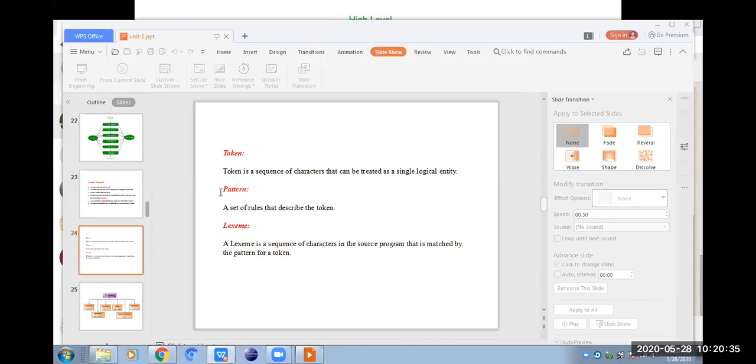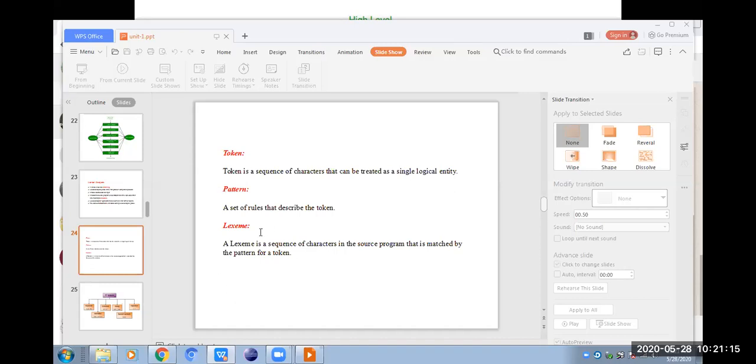Clear. Next, what is a pattern? In lexical analysis, we want to know one more definition called pattern. A pattern is a set of rules that describe the token. In the language, we have rules to identify the token. For example, to write an identifier, we have a set of rules. For keywords, we also have a set of rules. The set of rules that describe the tokens are known as patterns.